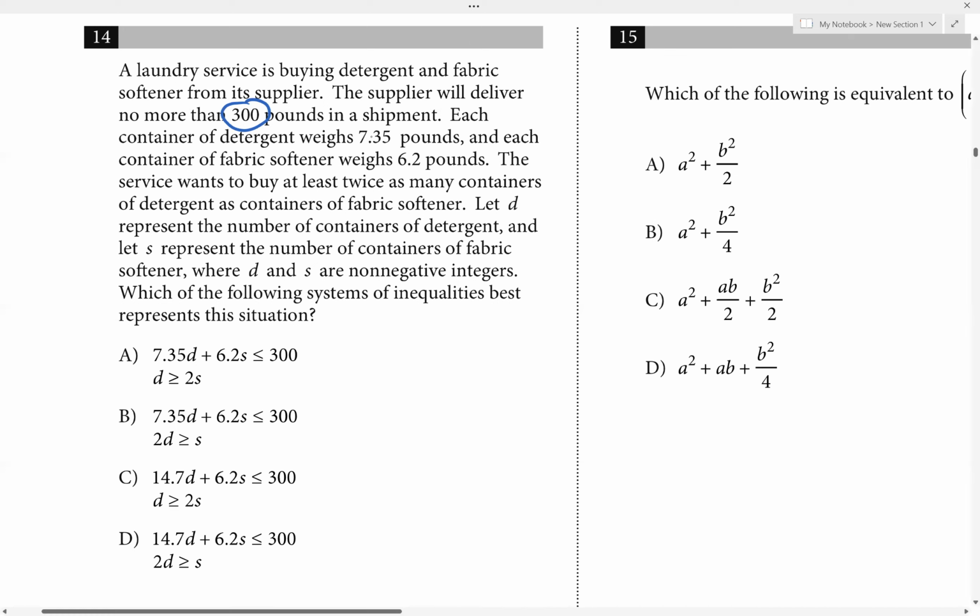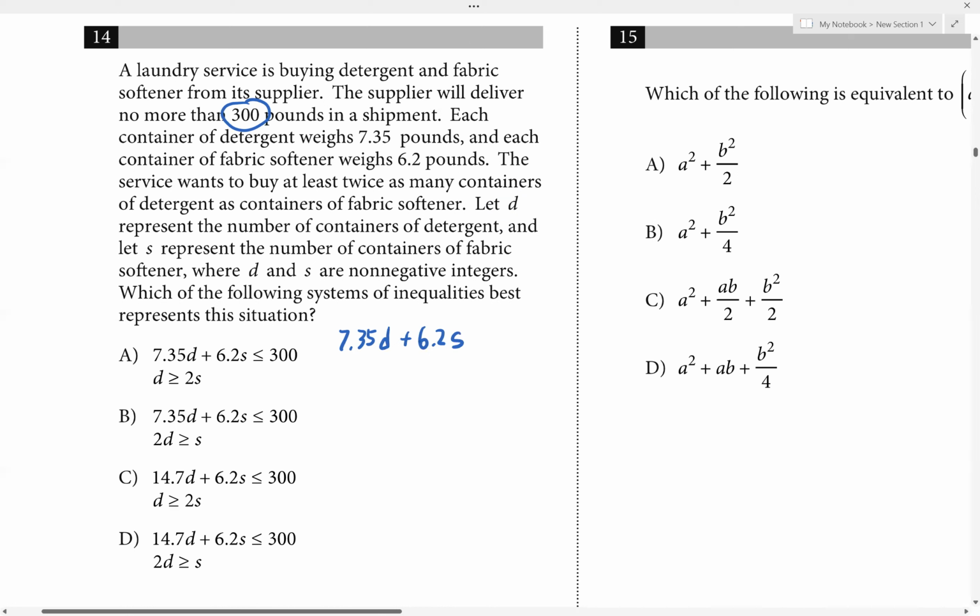We know each container of detergent weighs 7.35 pounds, and we have D containers of detergent. So to solve for the total weight there, we do 7.35 times D. That would be the total weight for detergent. And then the softener is 6.2 for each one, and we have S containers of softener, right? So the total weight for all the softeners will be 6.2 times S.